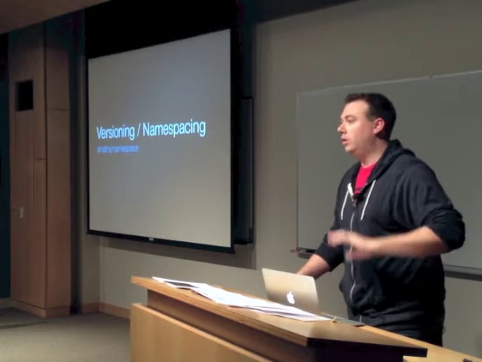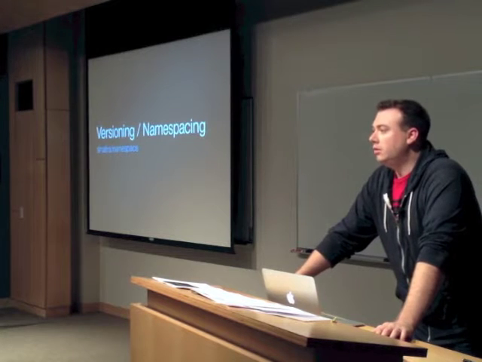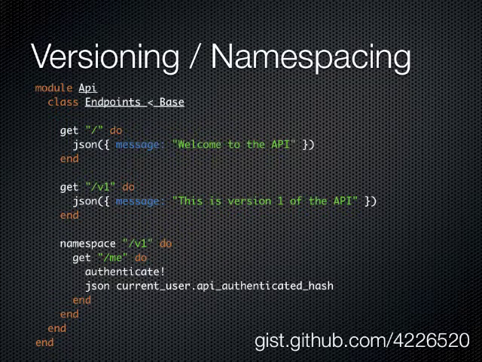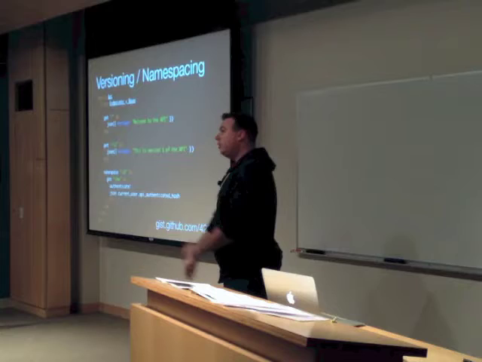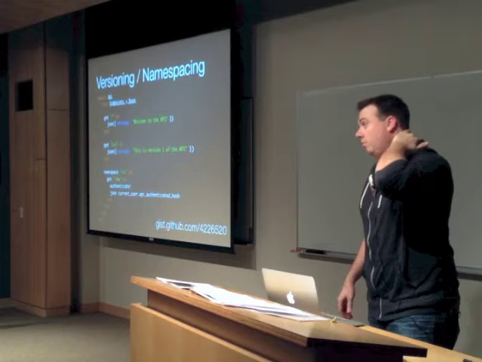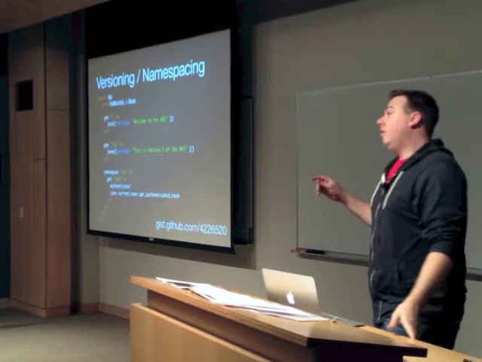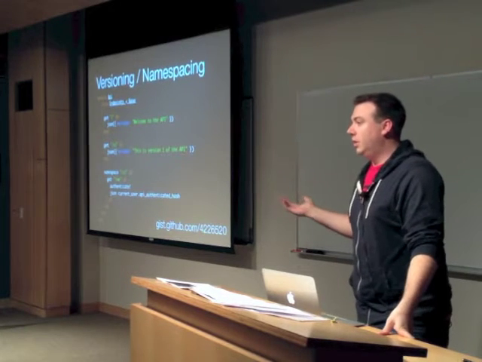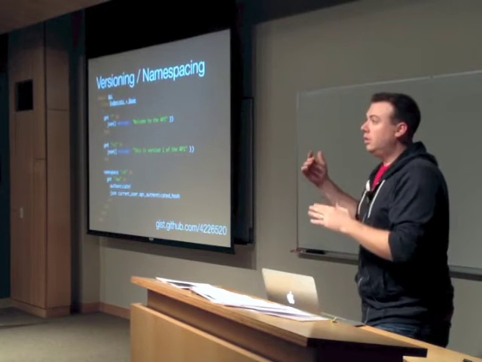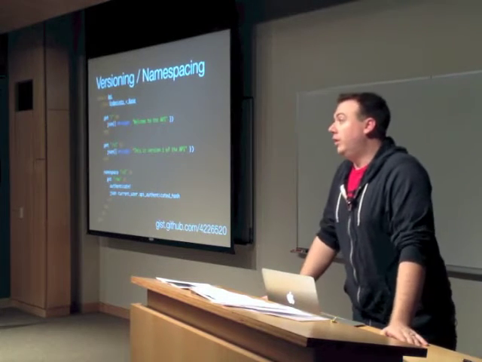It's an extension of core. It's maintained by the Sinatra guys, but it just allows you to easily add some namespacing in your file. So you can see I have a get for the root, a get for /v1, and then a namespace for /v1. Within a namespace, I can set before and after callbacks, and those will run before each and everything inside the namespace, which is within /v1.